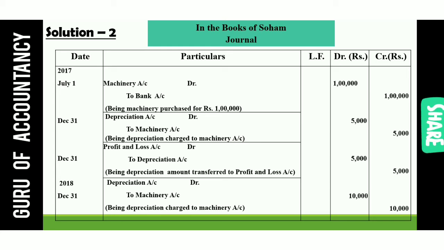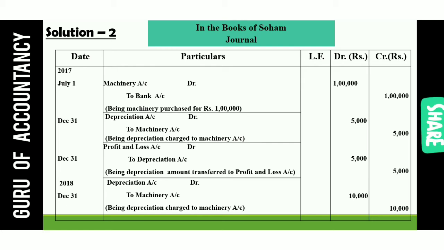Now second year 2018. In 2018, this machinery of 1 lakh rupees is utilized for full year. So we will charge depreciation on 1 lakh rupees at 10% for the full year. So 10% of 1 lakh is 10,000. So your entry would be on last day, that is on the closing date 31st December 2018 will be depreciation account debit to machinery 10,000.